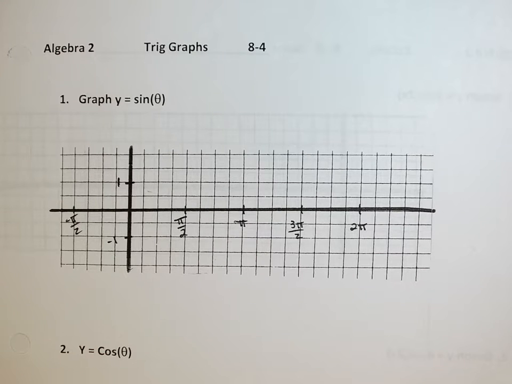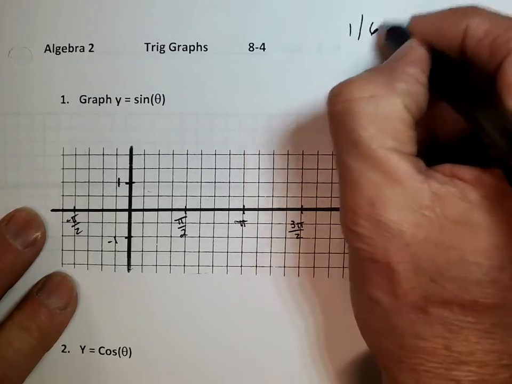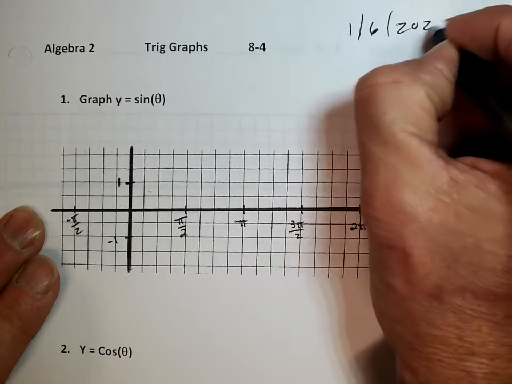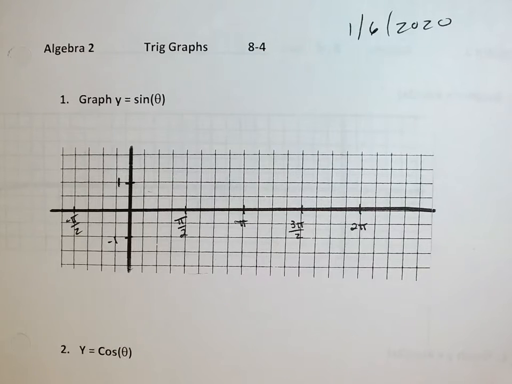We are, come on, live. Okay, today it is today's date. Was it 1/6? Yeah, 1/6/2020. Wow.